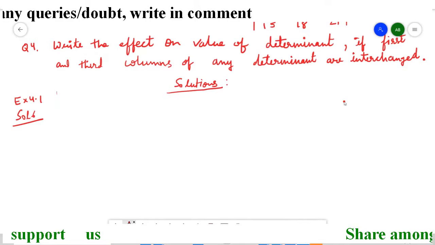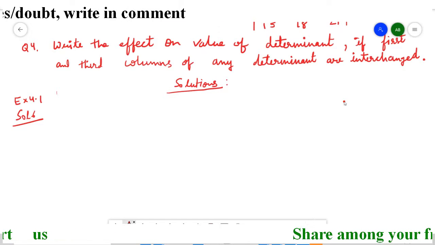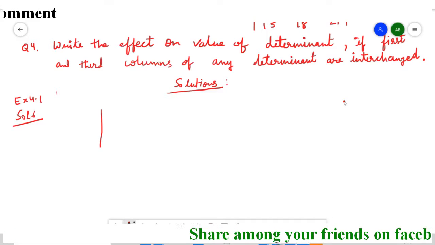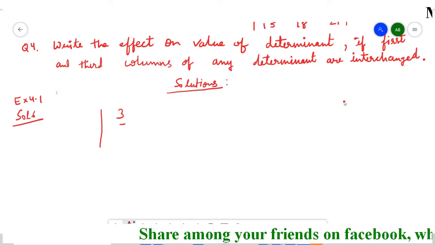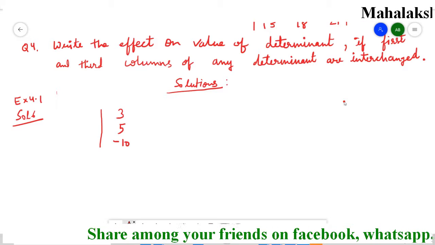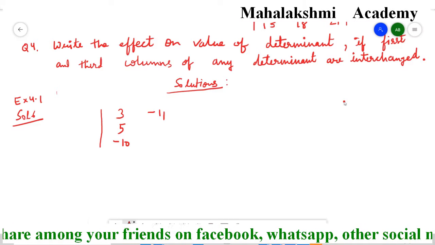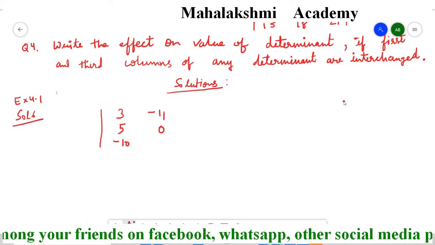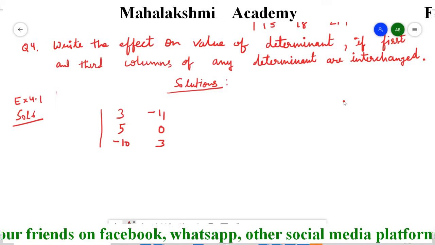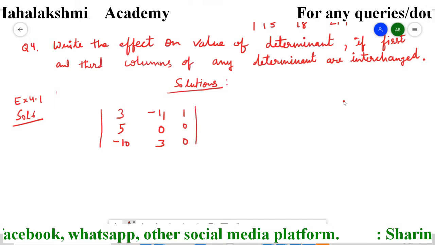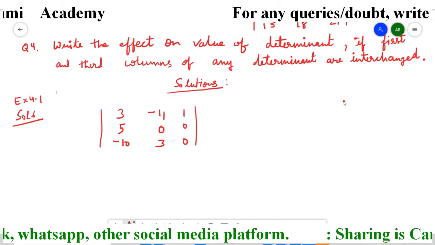First we will write down the given determinant, that is 3, 5, minus 10; minus 11, 0, 3; then 1, 0, 0. So simply here we have to find out its determinant.